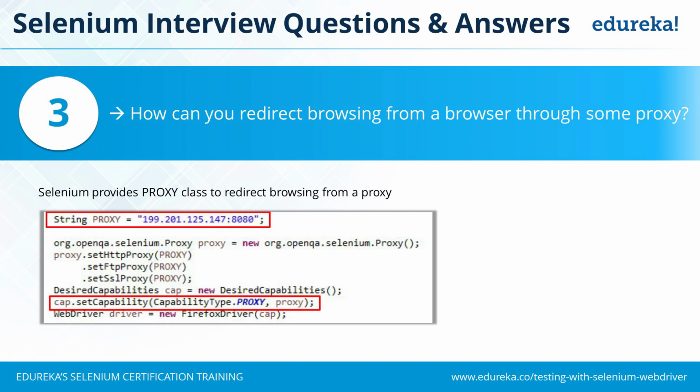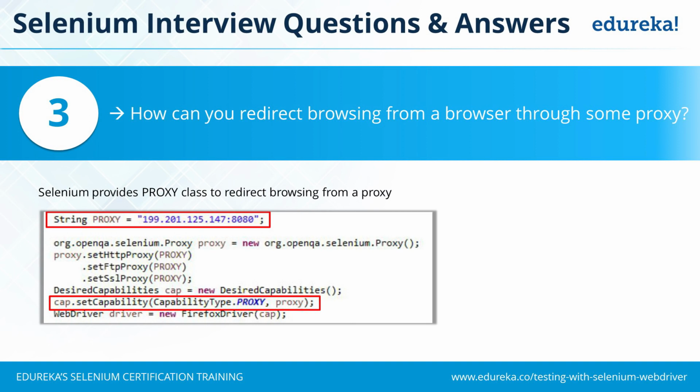For this, you need to take help of the proxy class. First of all, I declare a string called proxy and state what hub I want to use in terms of the hostname or the IP address. Over here, I have taken the IP address, that is 199.201.125.147, and the port on which the communication needs to be carried out is 8080. Now, using the proxy class, org.openqa.selenium.Proxy, I am creating an object of the proxy class.